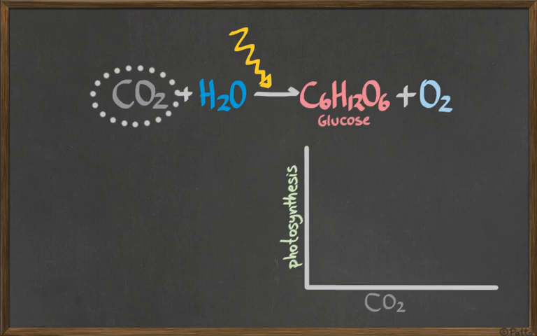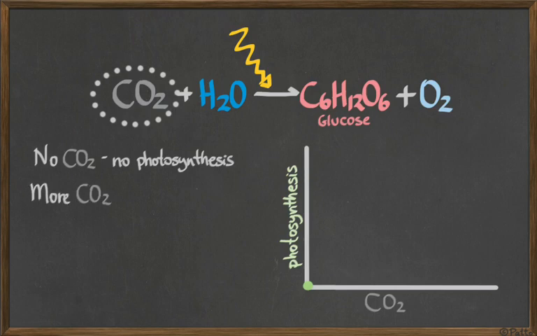In this graph here, we are labeling photosynthesis on the y-axis, which means photosynthesis happening. It's not stating CO2 consumption, oxygen production, or whatever. It's just photosynthesis. And on the x-axis, we've put carbon dioxide concentration. So first thing, if we have no carbon dioxide, we should have no photosynthesis. This is a no-brainer, because if you need carbon dioxide to make photosynthesis, no carbon dioxide, no photosynthesis.